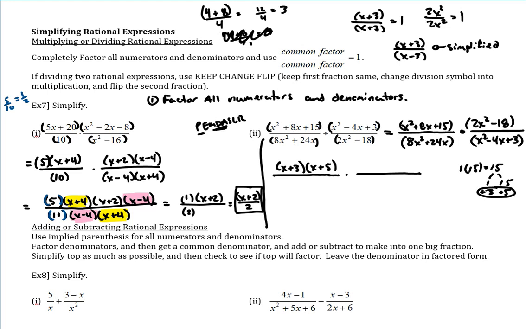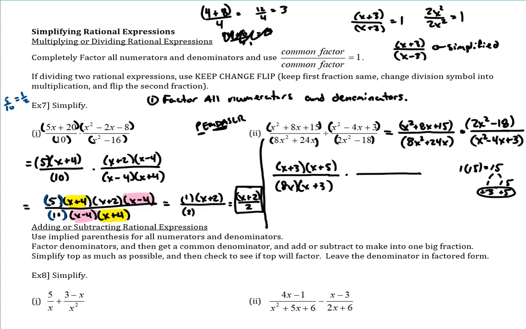Okay, very nice. Okay, and then the bottom left, it looks like it's just a greatest common factor scenario where 8x is in common. So I'm going to take the 8x out, and then we're left with x plus 3.